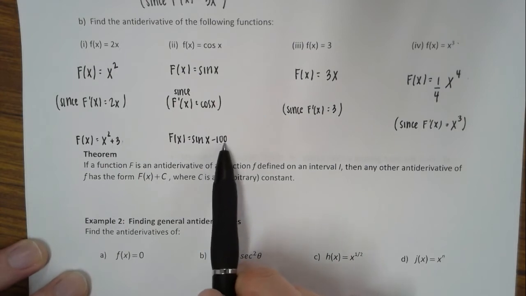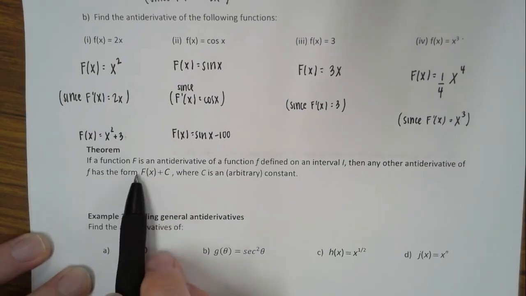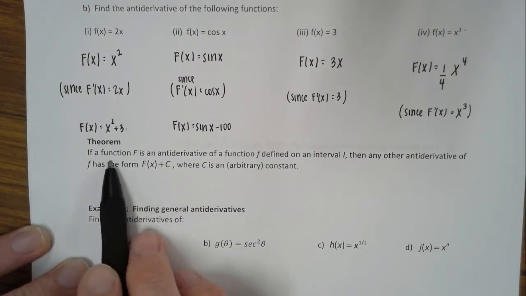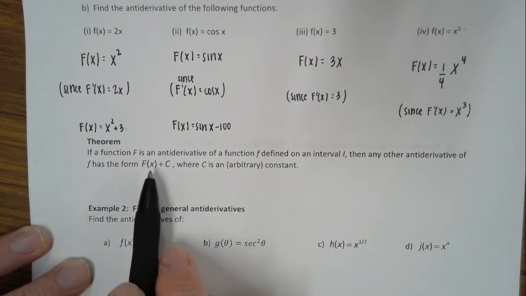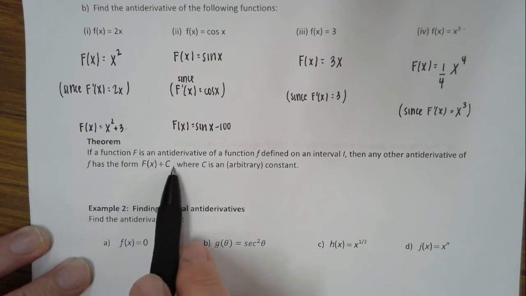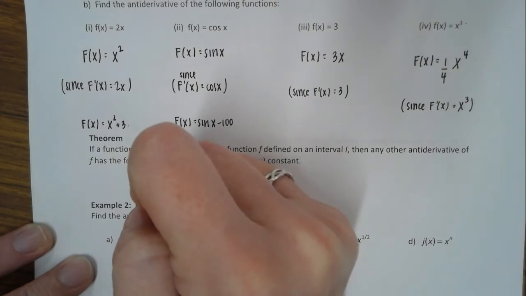Because we know that when we take the derivative of this, it would just go to 0. So there is a rule or a theorem that says that if we have a big F of x function and it's an antiderivative of a function, then we're going to have to account for the constant somehow. And how we do that is to write plus c at the end of our antiderivative.